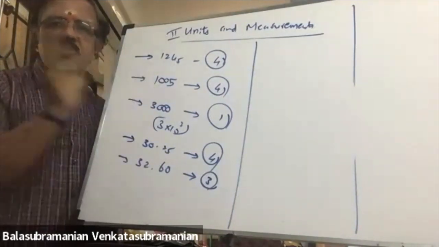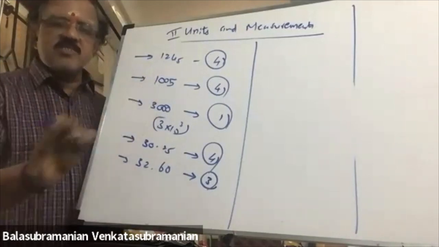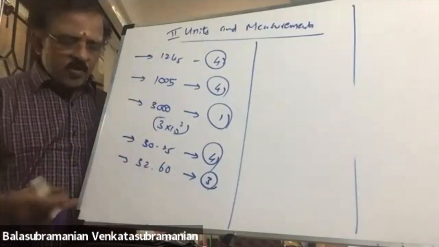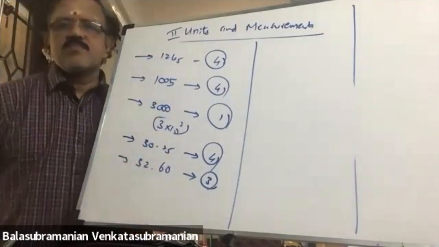Simply they are giving a number. How many significant figures they are asking means you can say this 0 has got no value. So 1, 2, 3, that's all.